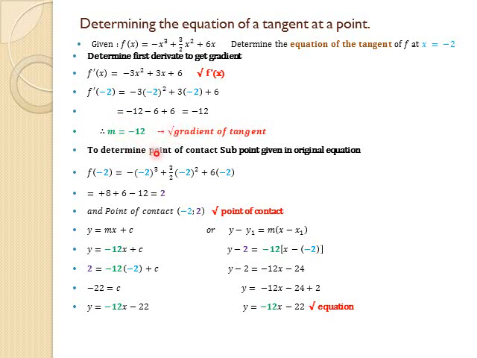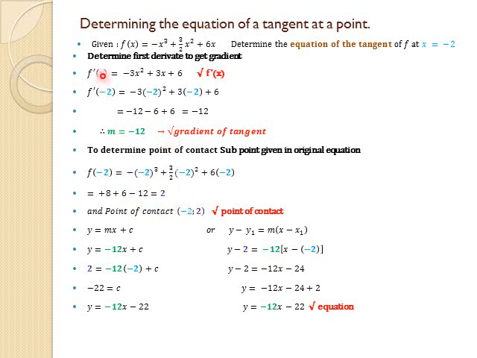Right, now to determine what we call the point of contact, that is to work out the y value, we're going to sub that point into the original equation. So if I sub into the original equation, it's going to become negative 2 cubed plus 3 over 2 times negative 2 squared plus 6 times negative 2. Gives me negative 12. 4 times 3, 12 divided by 2, which gives me 6. Minus 2 cubed, which is minus 8, times negative, positive 8. 14 minus 12 would give me then 2. So my point of contact is negative 2 and 2.